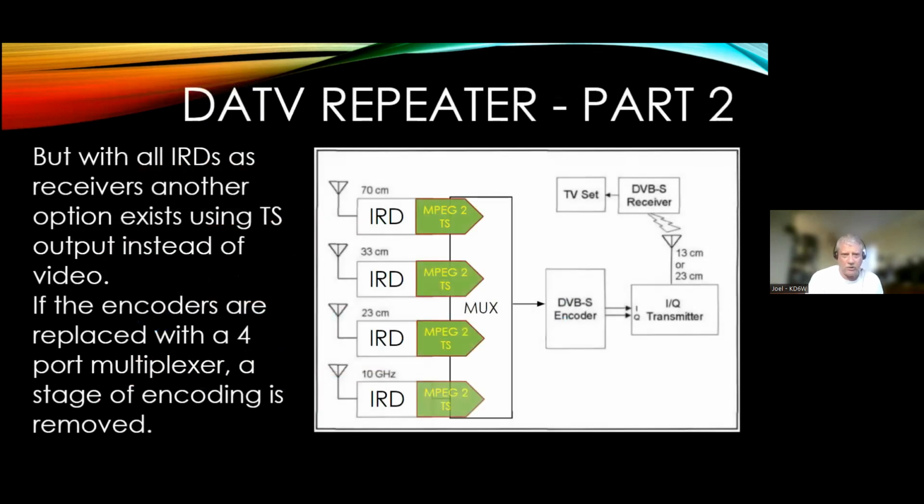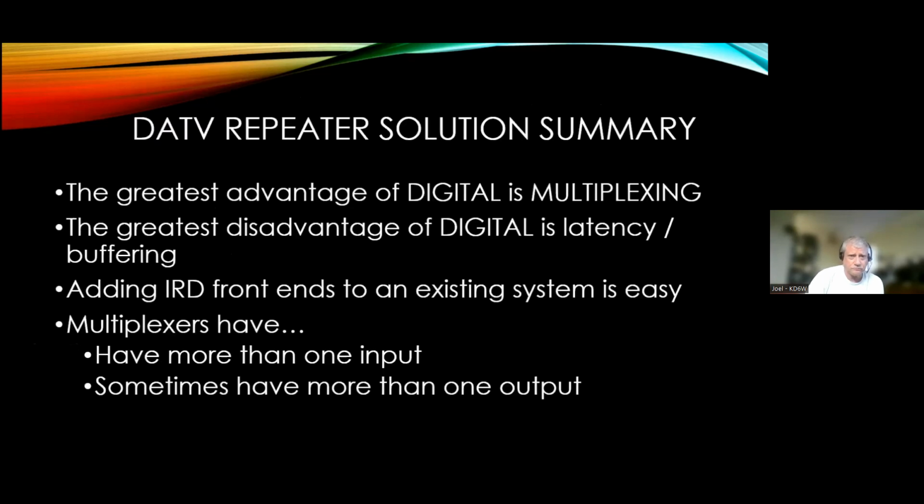And so you can have an all digital repeater, no encoders, everybody's digital. This cuts the cost down very significantly. The parts are much easier to find. The critical part is the DVB-S encoder modulator part. That's the one thing you need to look for.